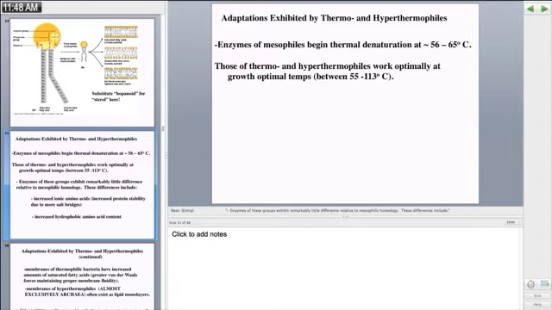In the last second, I just want to begin to introduce adaptations of thermo and hyperthermophilic microbes. And really, the enzymes of mesophiles, bacteria that like temperatures like yours and mine, denature at about 56 degrees centigrade, most of them. Those of the thermo and hyperthermophiles work optimally at between 55 and 113 degrees centigrade. So the same temperatures that would fry an egg, that would cause albumin to denature and come out of fluid, that's actually where these enzymes work best.